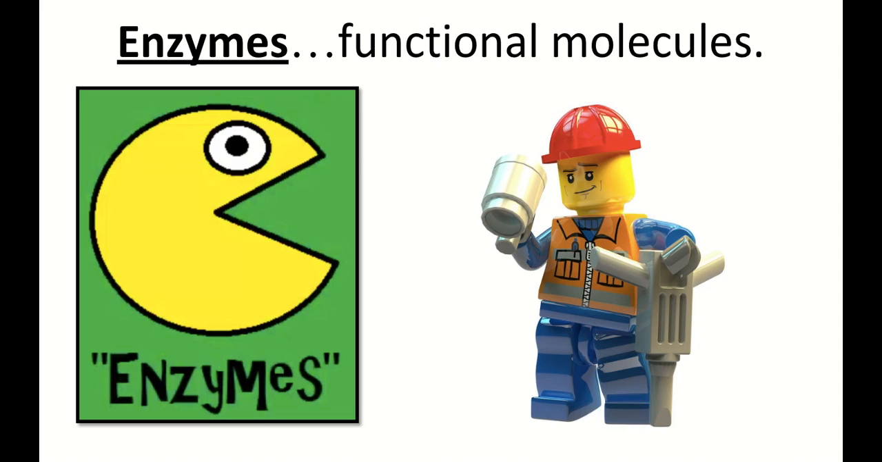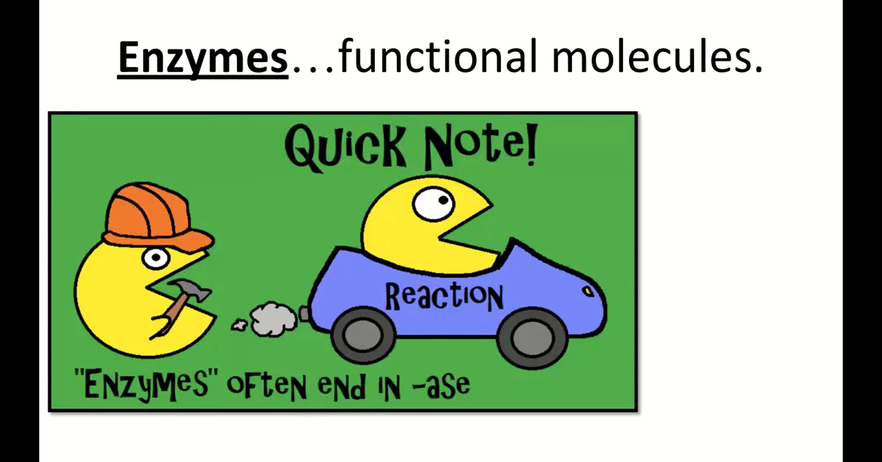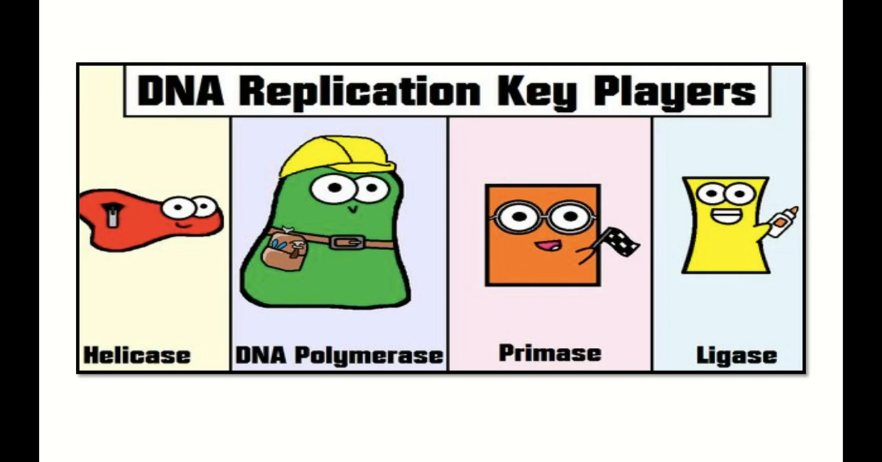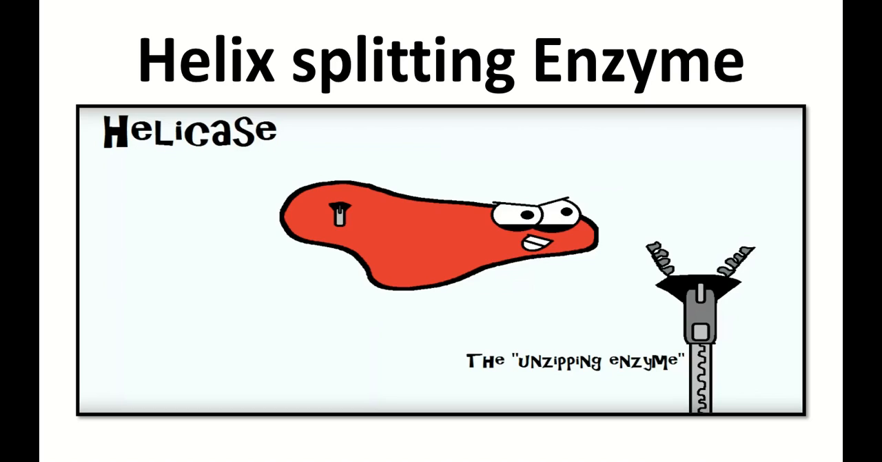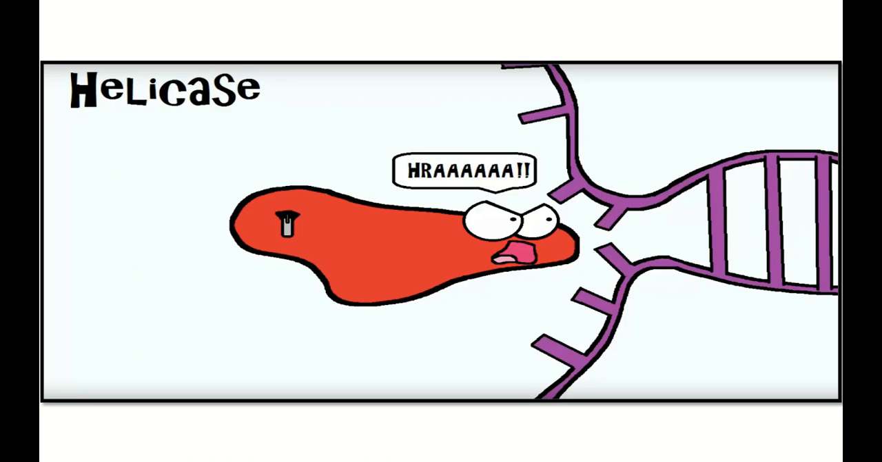Within our DNA replication, we're going to see a lot of enzymes. Remember, our enzymes are functional molecules, normally ending in ase. They act as a catalyst, so they cause a reaction to occur. So these are going to be our 4 main enzymes in our story today. We have helicase, DNA polymerase, primase, and ligase. So helicase is in charge of unzipping the DNA. So it says unzipping genes, small segments of DNA. So the helicase is going to come through and break those weak hydrogen bonds.